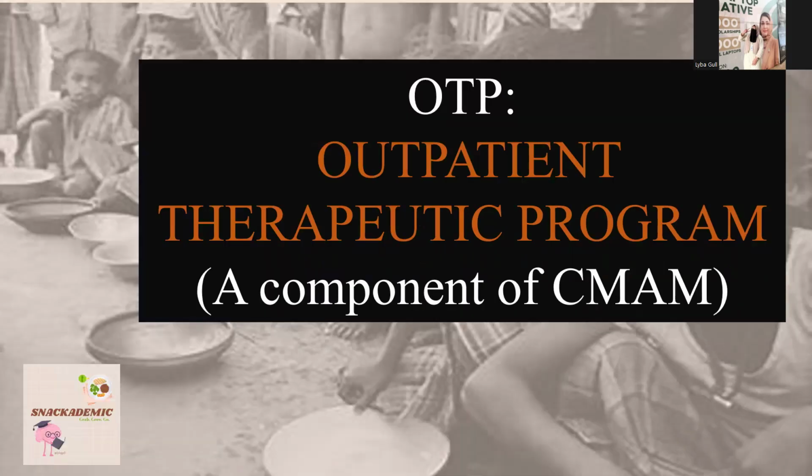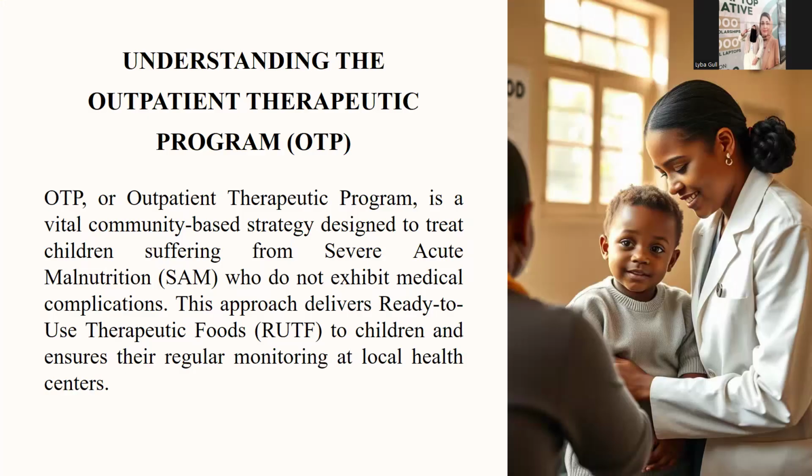So today the topic that we are going to discuss is basically the component of CMAM. I have previously made a video on CMAM and now we are going to discuss in detail one of its component, that is OTP, Outpatient Therapeutic Program. Now, what is outpatient therapeutic program? It is a community-based approach that is used to treat children that are suffering from severe acute malnutrition but without medical complications. So instead of admitting them to the hospital, children receive ready-to-use therapeutic food, that is RUTF, and are monitored weekly at nearby health centers. This allows treatment to happen at home and that keeps families together while ensuring proper recovery.